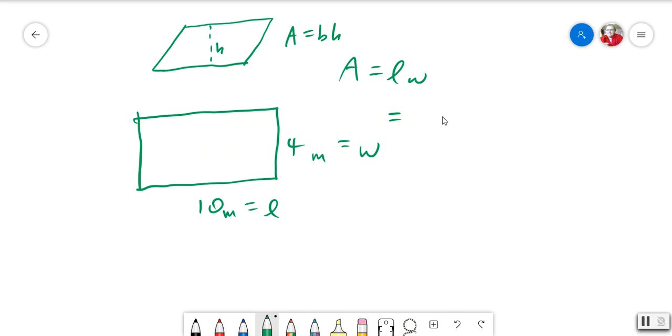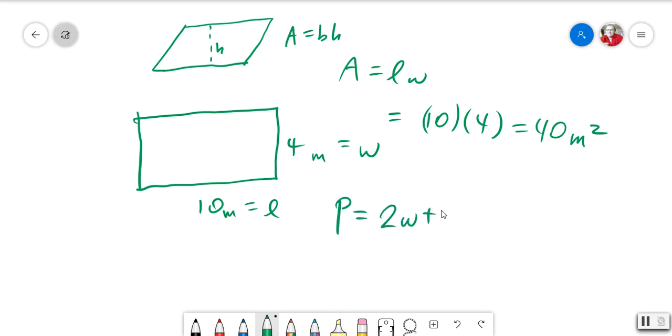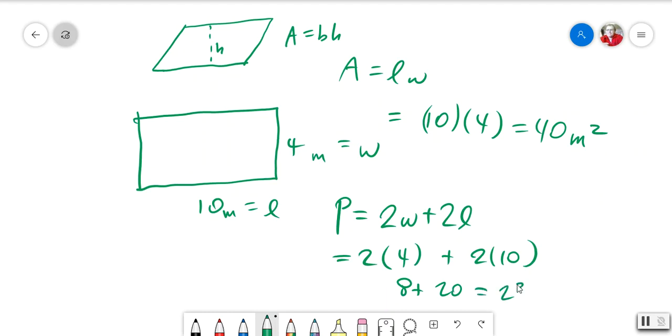So in this case, the area would be the length, which is 10, times the width, which is 4, which would be 40. It's in meters, so it would be square meters. Perimeter is twice the width plus twice the length, which would be 2 times 4 plus 2 times 10, which would be 8 plus 20, which would be 28. That would be plain old meters, not square meters.